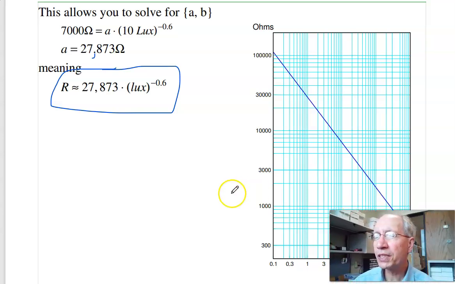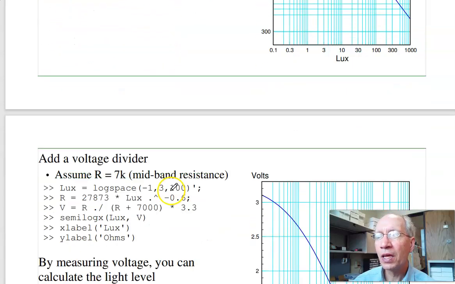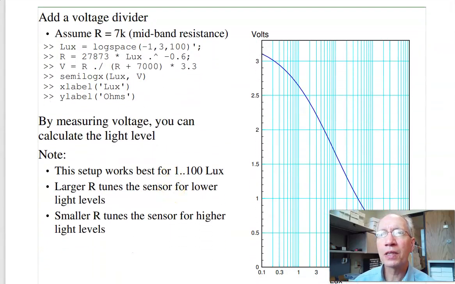The problem with resistance is that it's hard to measure. If I use a voltage divider, in this case I can choose a 7K resistor, like the mid-band resistance, to convert resistance to voltage. So here's your light sensor, here's a 7K resistor, and 3.3 volts.